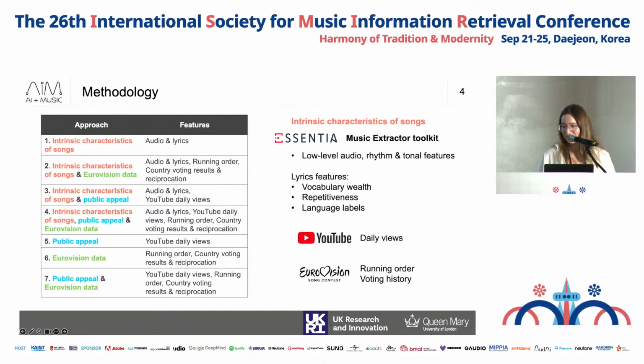To predict Eurovision, we tested 7 different feature sets using contest data from 2008 to 2024. Our framework integrates 3 types of information: the intrinsic song features represented by audio and lyrics, public appeal measures such as YouTube daily views, and contest-specific factors, which are performance order, previous year's vote ratios, and vote reciprocation between countries, because this allows for voting partnerships.